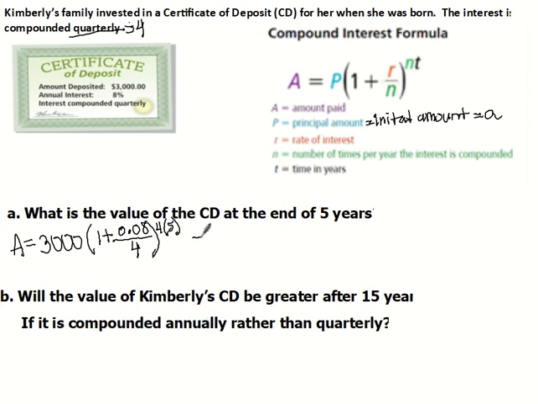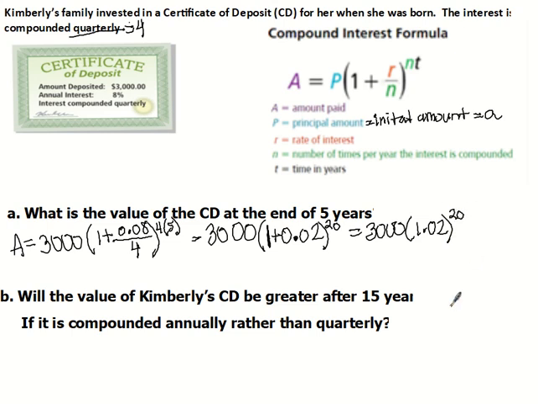All right. So I'm going to do some cleanup. So I would go 3,000 parentheses 1 plus, I'm going to make it bigger. I'm going to use my calculator. I'm going to go 0.08 divided by 4. It gets me 0.02. And then 4 times 5 gets me 20. So I'm going to do a little bit more cleanup. I'm going to go 3,000 parentheses 1.02, I just added those together, raised to the 20th.